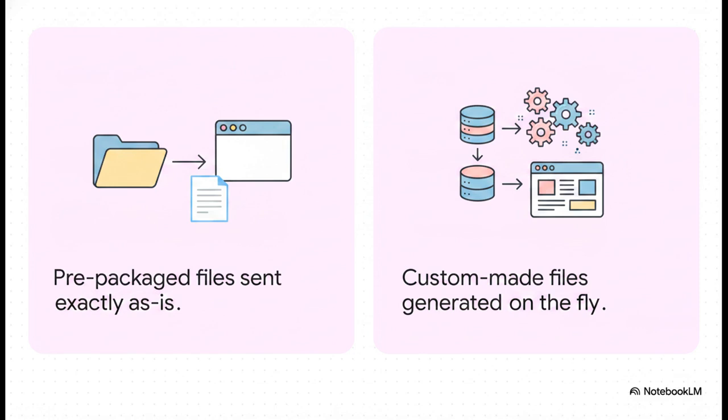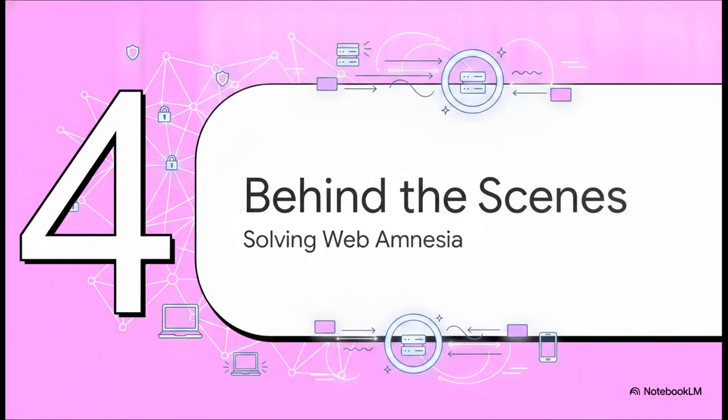But dynamic content requires the kitchen to custom make a meal after checking your specific dietary database. The server has to verify your authentication, read a database, run application logic, and generate a totally unique page on the fly. So when you load your bank account balance or your social media feed, you're requesting dynamic content. Finally, Section 4, behind the scenes complexity, solving web amnesia.